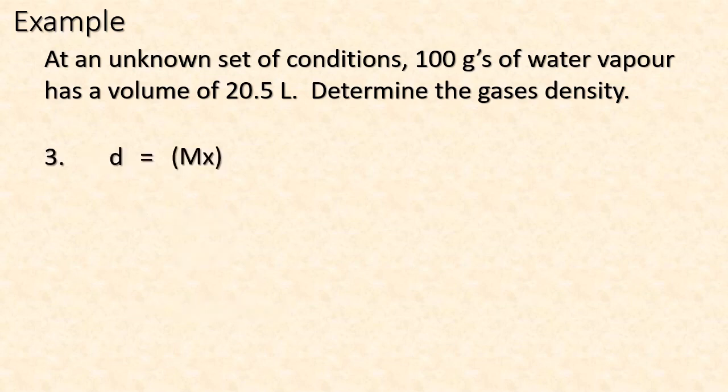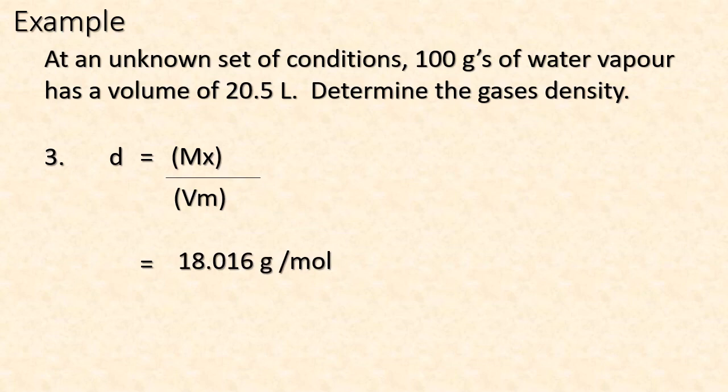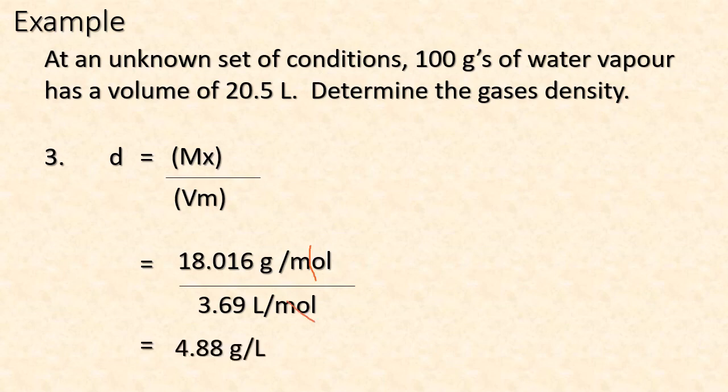Now we can do our density. Our molar mass divided by our molar volume. There is our molar mass of water. There's our molar volume that we just calculated. The moles can go, and we've got our density: 4.88 grams per liter.